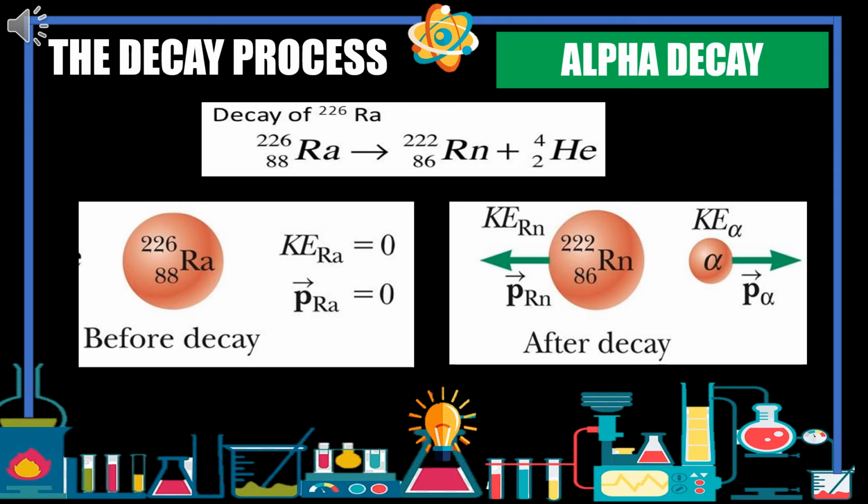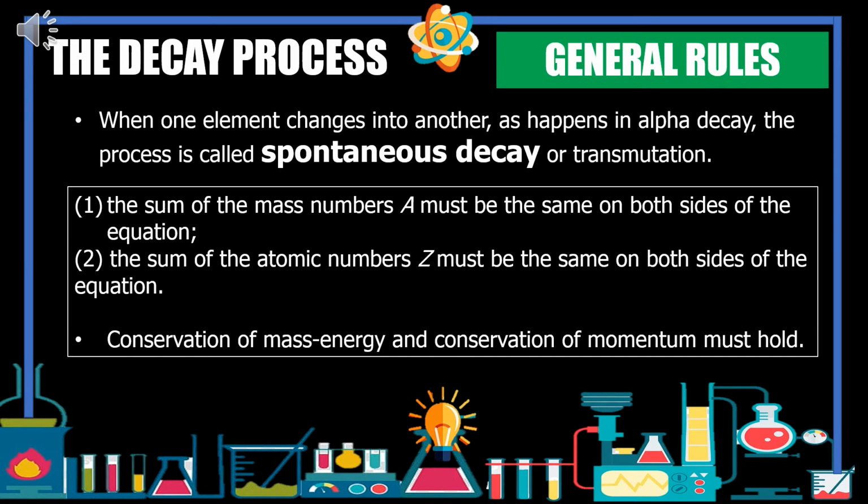daughter nucleus. When one element changes into another, as happens in alpha decay, the process is called spontaneous decay or transmutation. As a general rule, the sum of the mass numbers A must be the same on both sides of the equation, and the sum of the atomic numbers Z must be the same on both sides of the equation.